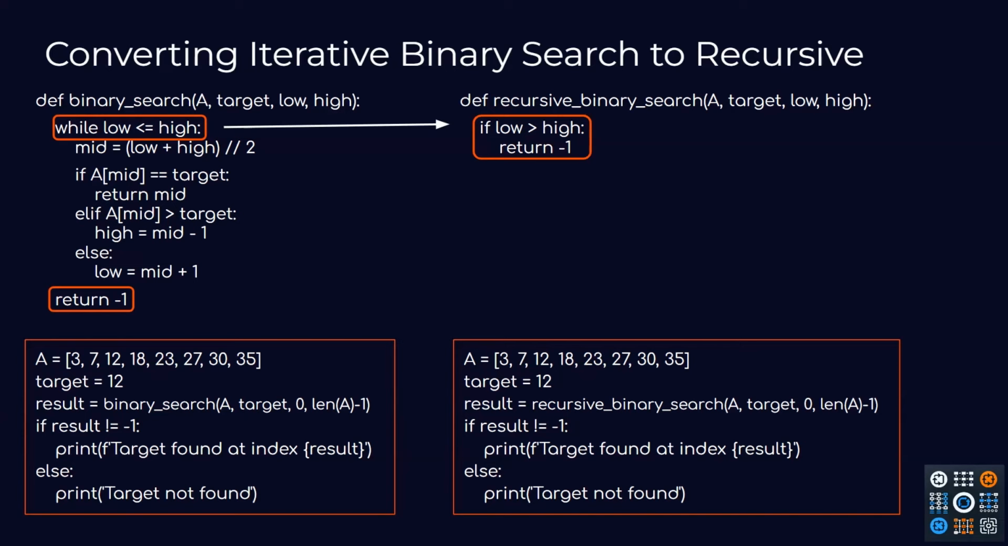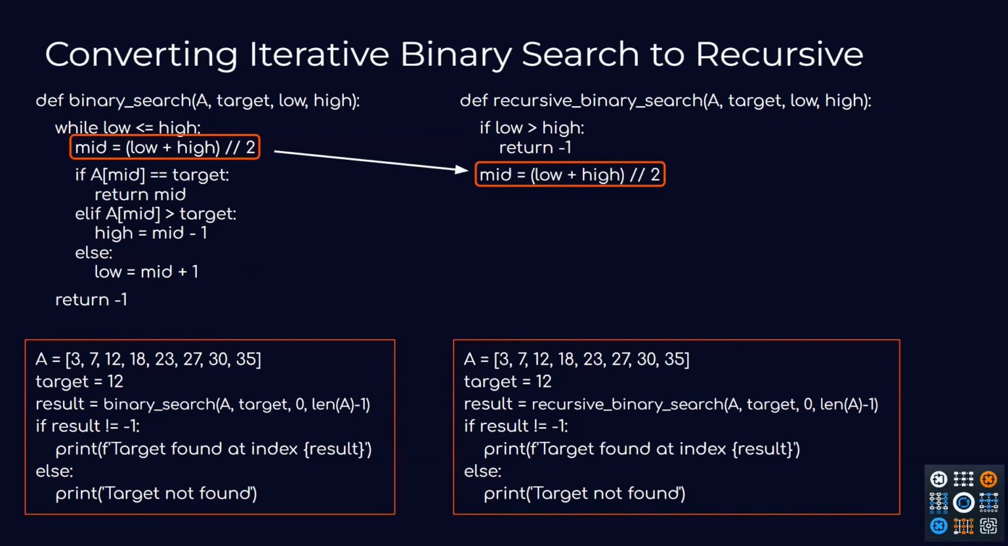The while loop converts to a mere if condition because the iterations are not based on using any loop. In fact, we shall be using repetitive function calls, that is, function calling itself, to achieve the effect of iterations. And the last return statement that executed only if the search completed without finding the target will now execute under this if statement. The calculation of the mid index remains the same.